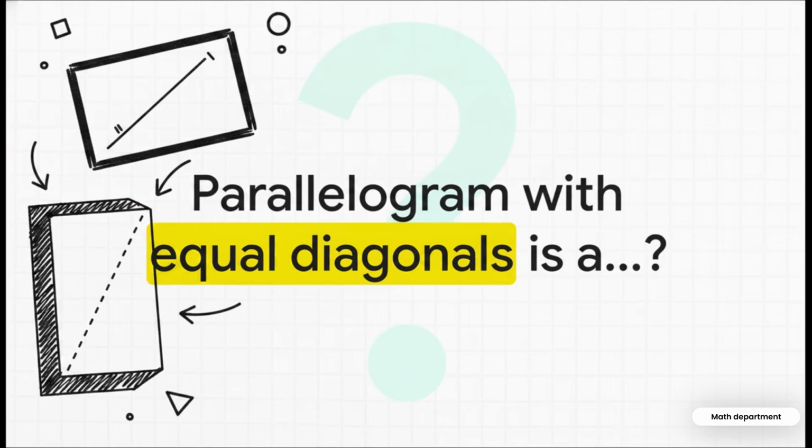Okay, I want you to pause here for just a second. Try to answer this quick knowledge check based on what we just learned. If a basic parallelogram suddenly has diagonals that are perfectly equal in length, what does it become? If you said rectangle, you are absolutely correct. That is the defining upgrade from a standard parallelogram.